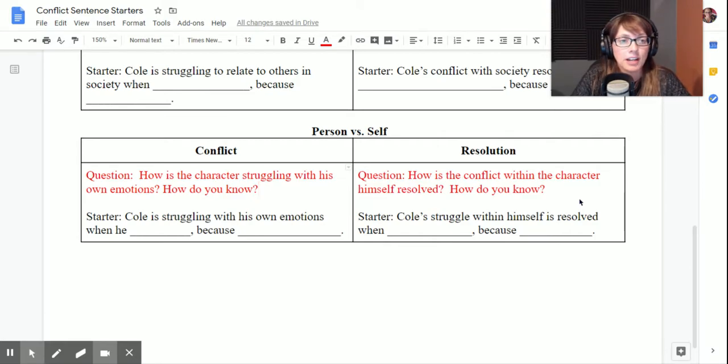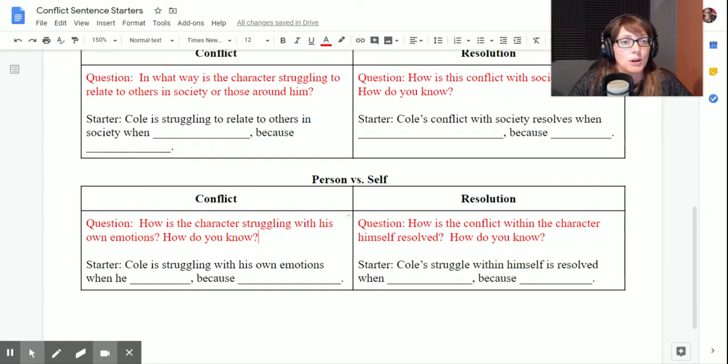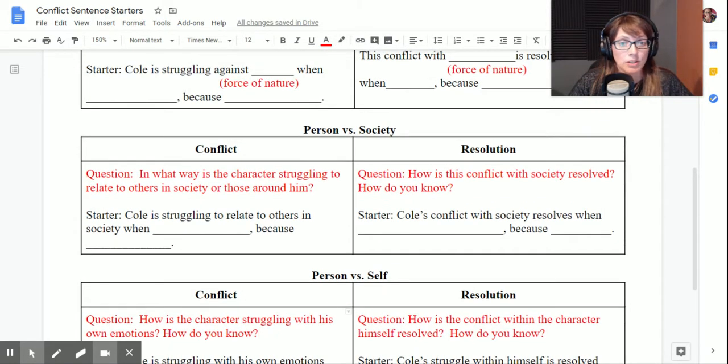You want to try to find text evidence to support what you have to say here. So, if you're making a prediction about how a particular conflict might be resolved in the future, let's say you're looking at person versus society, be sure that your prediction lines up with what has happened in the story at this point. It shouldn't be an answer out of thin air. It should still make sense based on the text evidence that you have before you.